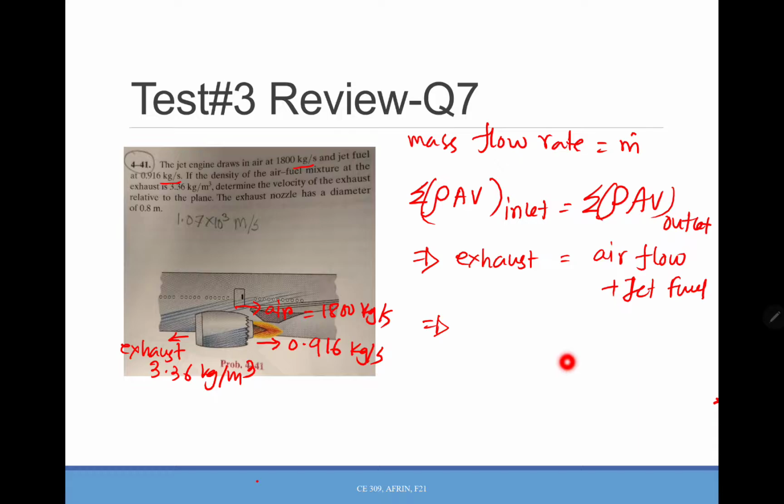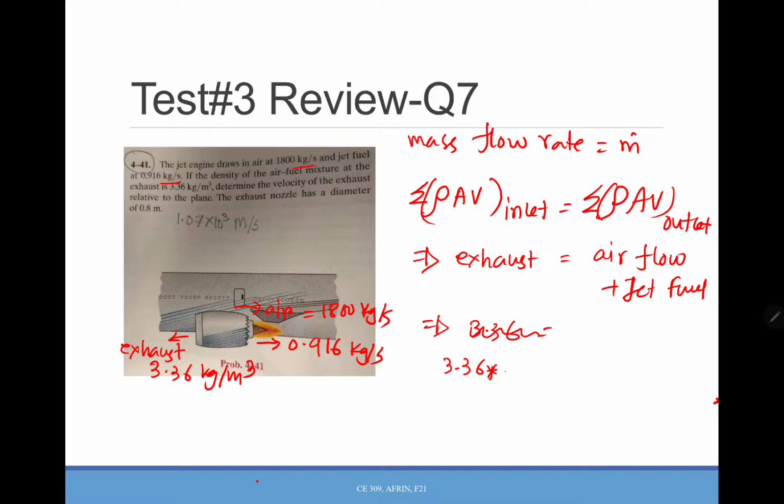You know most of the things. So for exhaust, you know the 3.36. Determine the velocity of the exhaust relative to the plane. So what you can do, oh no, you actually, that is actually the density. Okay, so this one will be like 3.36.